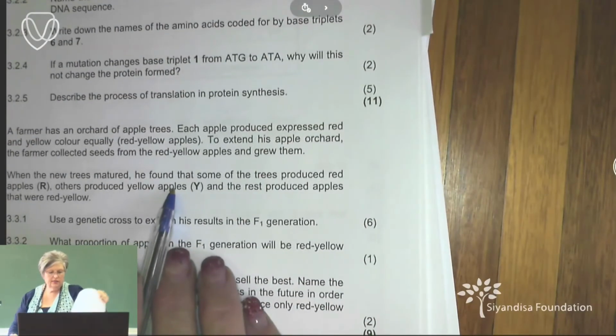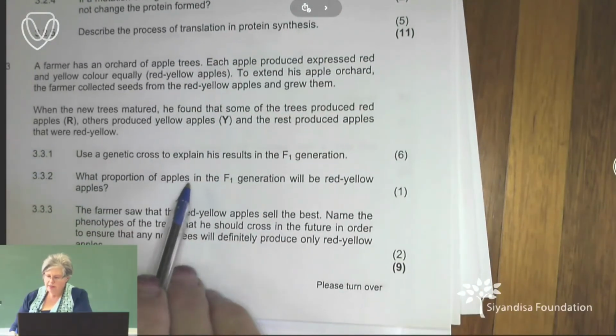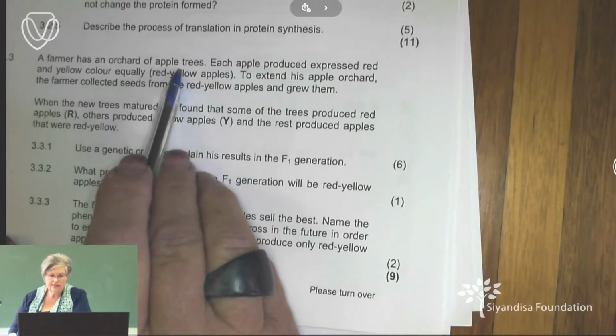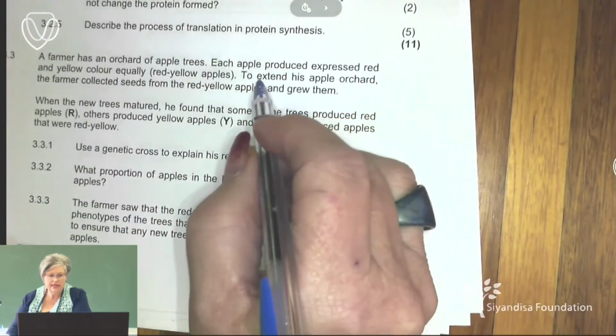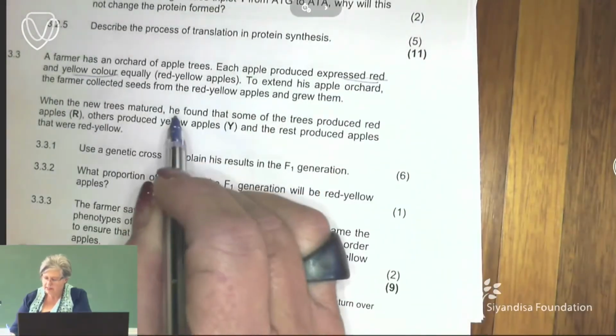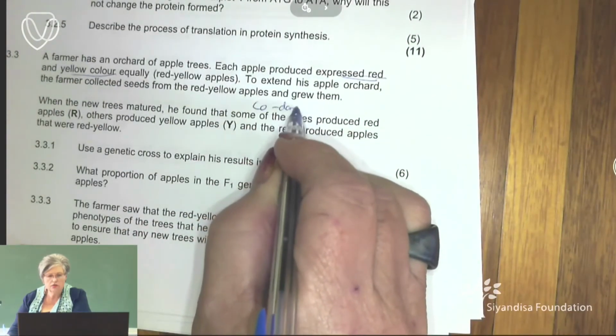Okay, let's look at the next question. A farmer has an orchard of apple trees. Each apple expressed red and yellow color. So what does it tell you? Red and yellow. So both are there, so I know this is codominance.